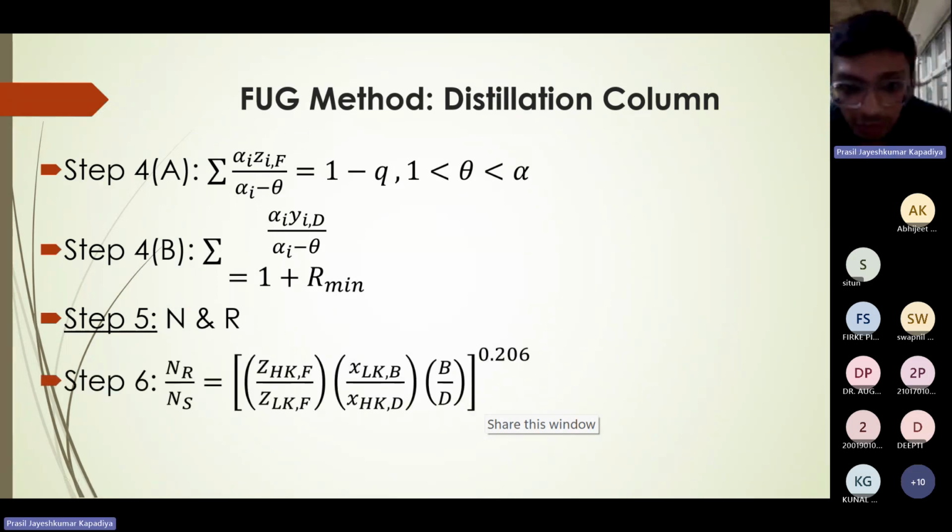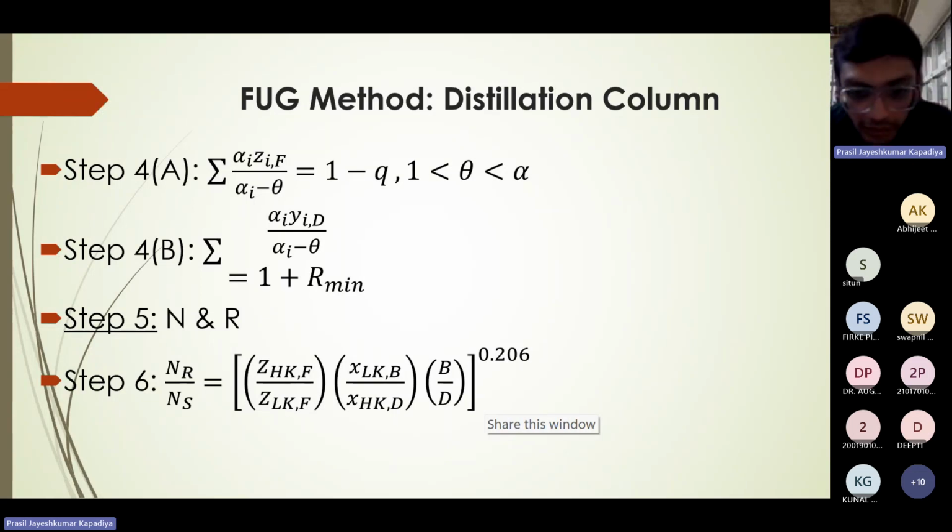Then to estimate the feed tray location, this equation is used, that is NR by NS. So NR is number of stages in the enriching section and NS is number of stages in the stripping section. Enriching section means top section or bottom section? Top section. And NS is number of stages in the stripping section. This HK means heavy key component. Heavy key means the component that has lower volatility, and LK means light key component, so the component that has higher volatility.